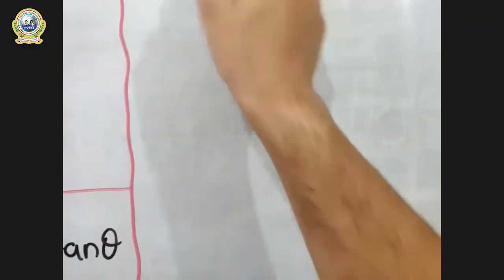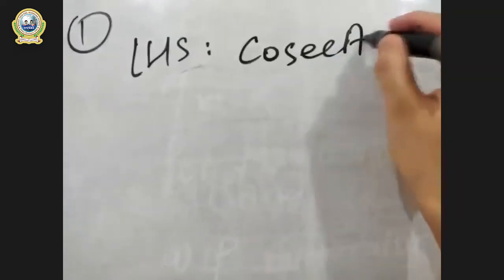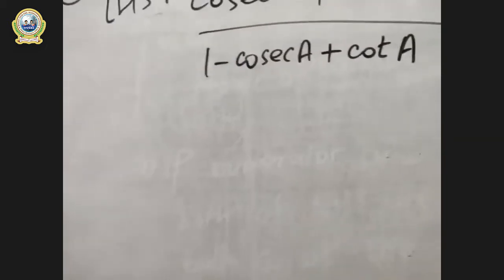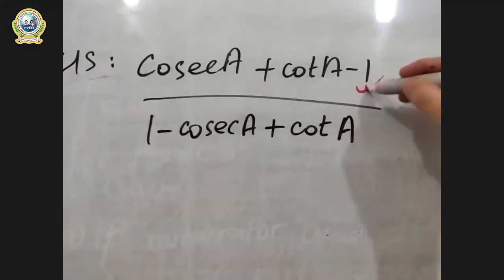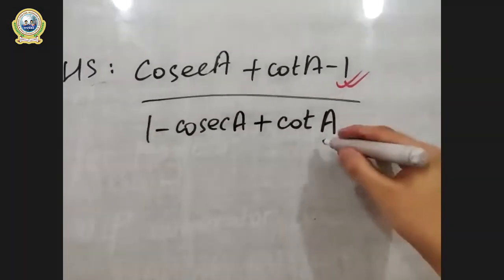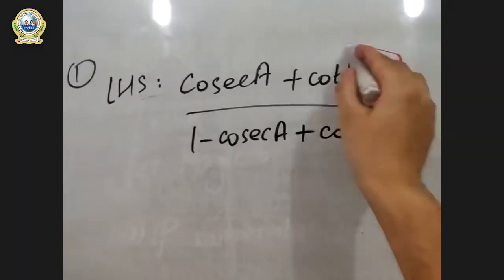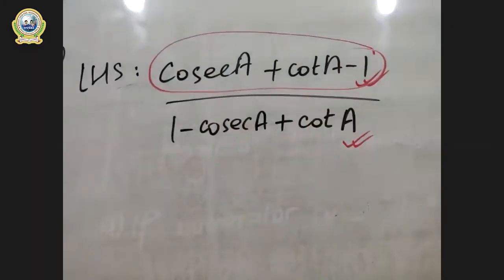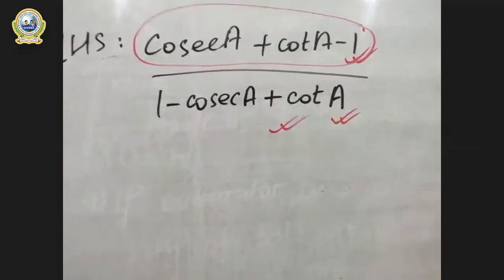Our LHS is, write the LHS: cosec A plus cot A minus 1 divided by 1 minus cosec A plus cot A. Now look here. This is the numerator of LHS, right? And this is the denominator of LHS. Is this clear? This form is called complex form. Complex means it looks harder when seeing it, because there are 3 terms. Even this looks complex.